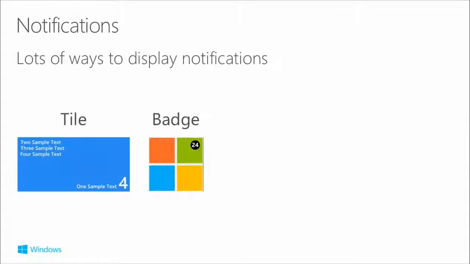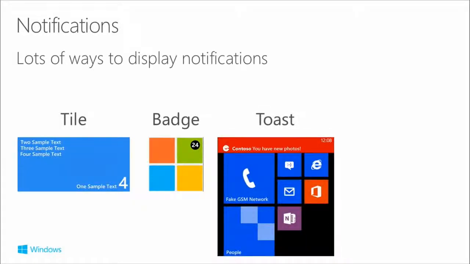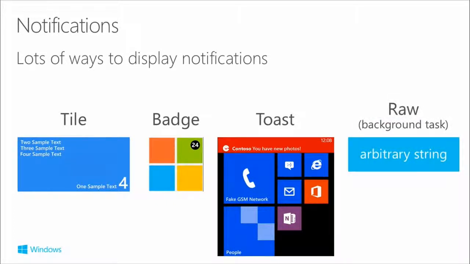Okay, notifications. Notifications are the way that our application is sort of always on. We can always be sending new information to the user through the start screen, through the tiles, through Toast notifications, and then, as we mentioned previously, through raw notifications that are waking up a background task. So there are lots of ways to display notifications. We have tile notifications, badge notifications, Toast notifications, and raw notifications.